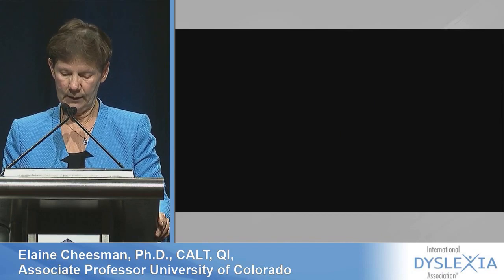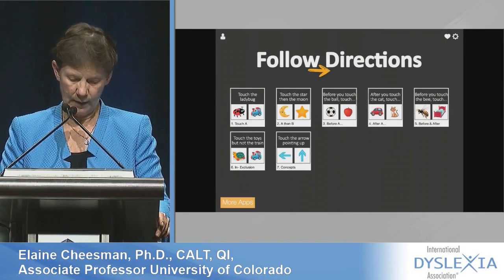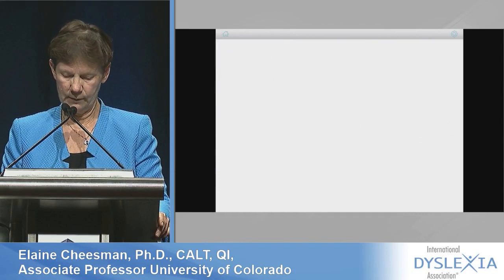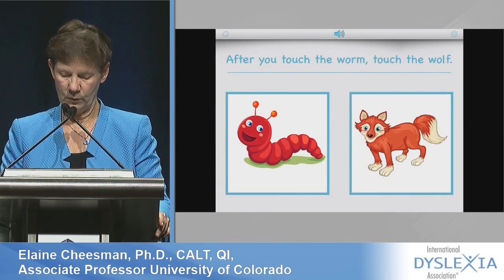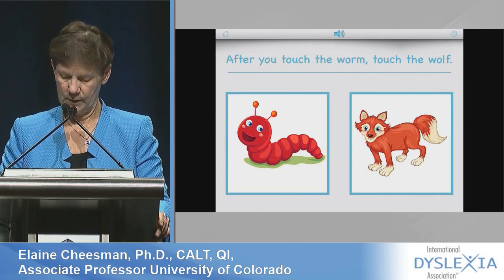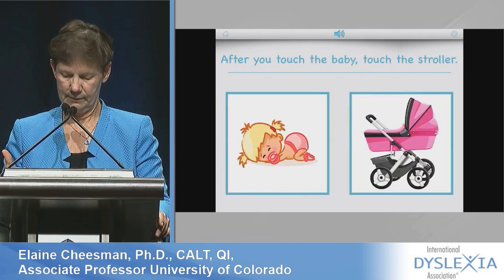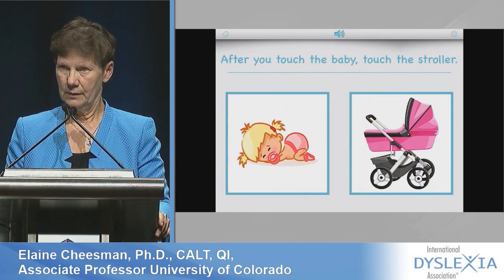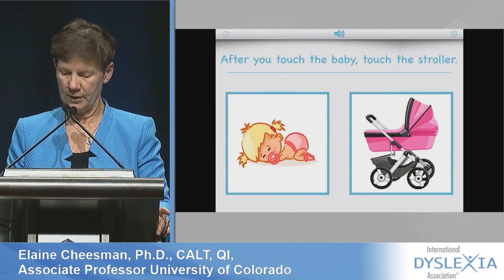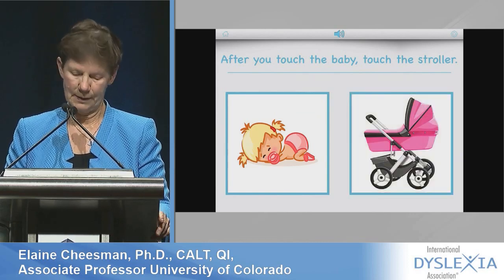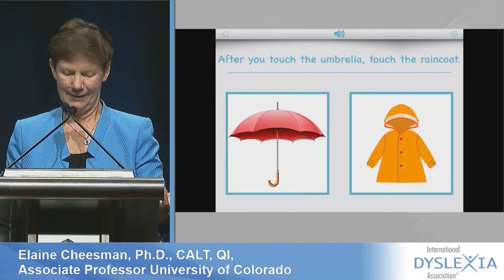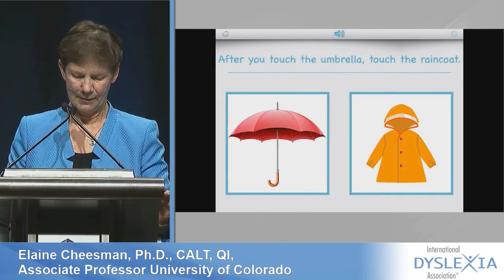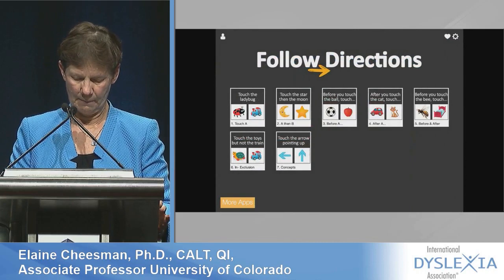So let's see what we get here. Okay, here's a good one. After you touch the worm, touch the wolf. So I have to think, after I touch the worm, touch the wolf. Worm, wolf. After you touch the baby, touch the stroller. So let me see if I do it backwards. Oh, I just heard touch the stroller. Stroller. Oh, rats. Baby. Stroller. After you touch the umbrella, touch the raincoat. So that's pretty good.